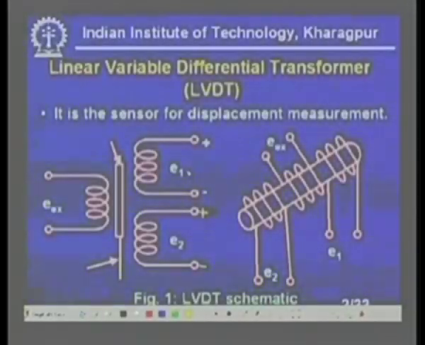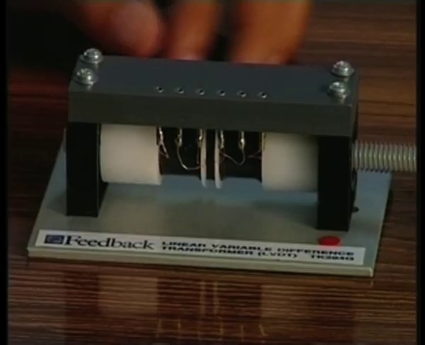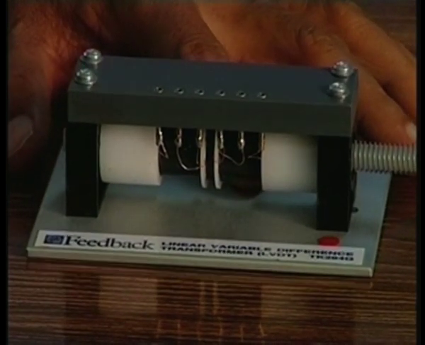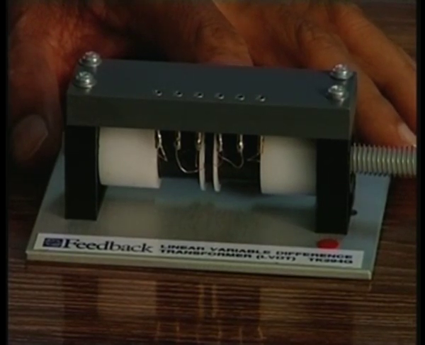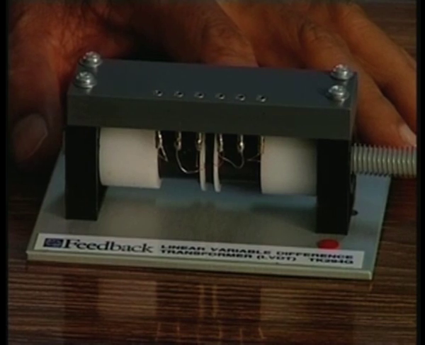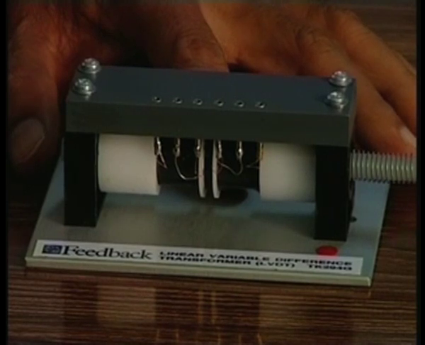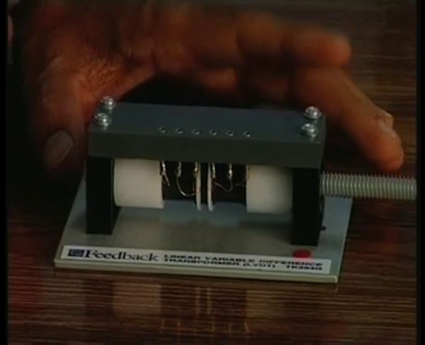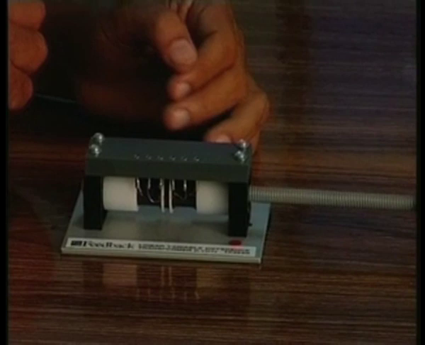Let us go to the instrumentation lab of IIT Kharagpur and have a look at the LVDT. You see here, this is an LVDT, linear variable differential transformer. It has one primary and two secondaries. The secondaries are usually connected in opposition to get a null position, and after doing the phase sensitive demodulation, I can sense on which side of the null position the core lies.